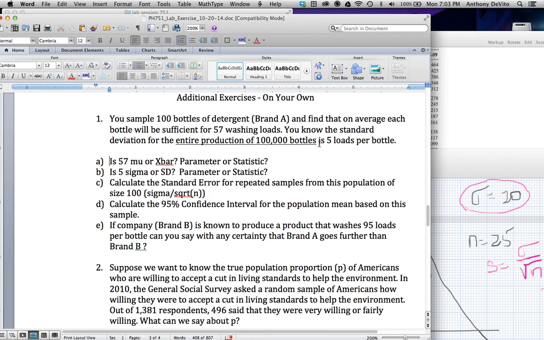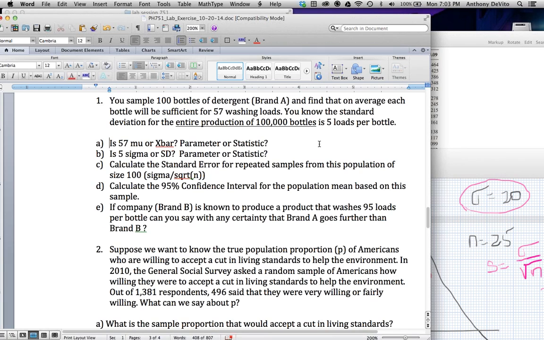Now 5 is our standard deviation for the entire production of 100,000 bottles. Is that sigma or SD, standard deviation? That's sigma, the population standard deviation. So I'm going to do the next part with you.